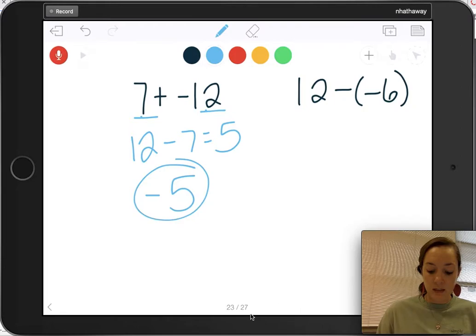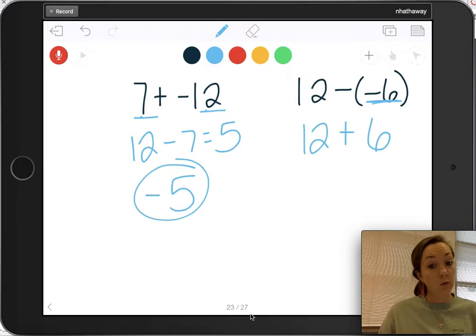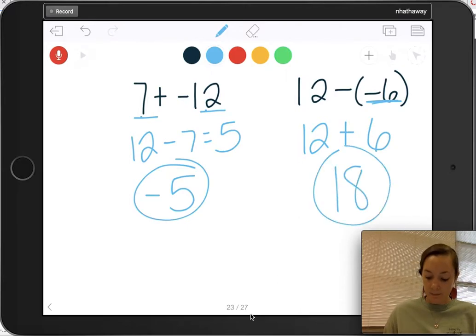Okay, let's look at this next one: 12 minus negative 6. That's a subtraction problem with negatives, so I'm going to rewrite it. Keep the first number the same, change minus to addition, and add the opposite. What's the opposite of negative 6? Positive 6. So what's 12 plus 6? 18. All right?